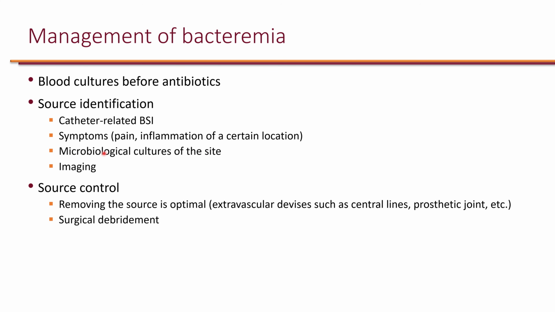Microbiological cultures of the site. If there is a wound, for example, and you culture it and you grow something, and the same thing is growing in the blood, or if you have a respiratory culture and it's growing something that matches what's growing in the blood, that identifies the source of the bacteremia.